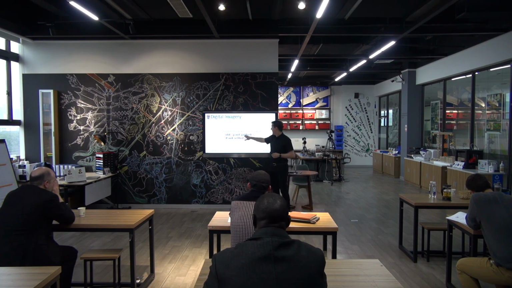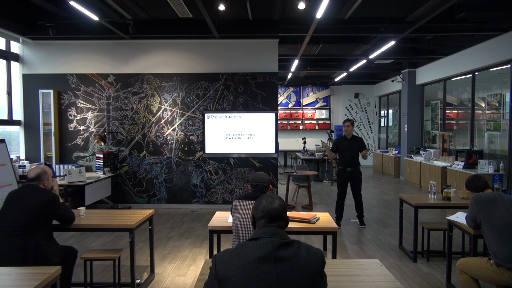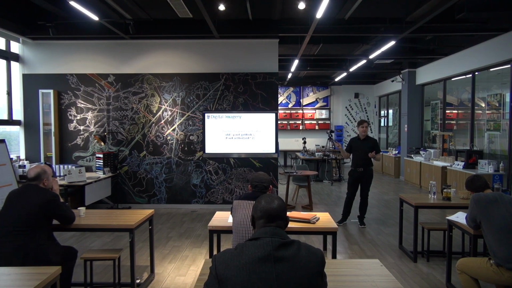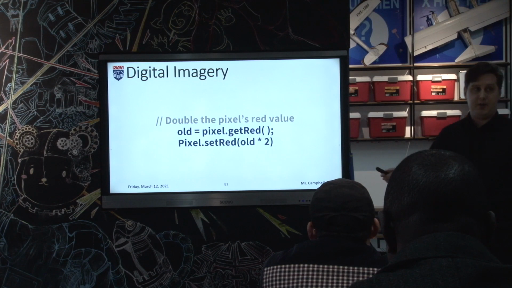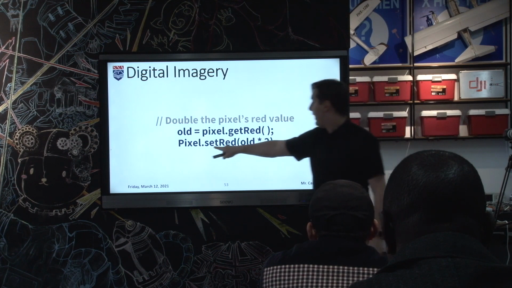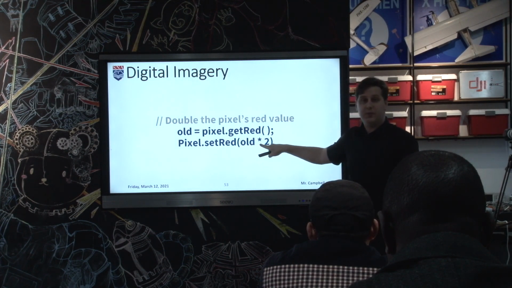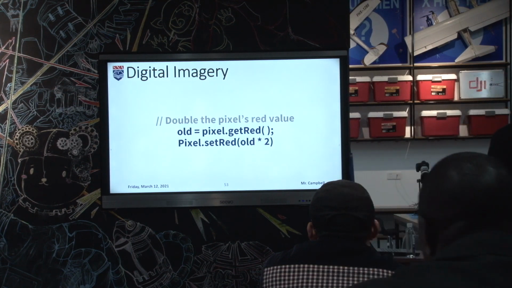So I'm basically saying get red, and then set red, old times 2. So what do you think is happening in this bit of code? You're making it redder, okay? Alright, you're doubling the red value. Whatever red was, if red was 1, that's the old value for red, and we're doing red times 2. So the new value is going to be 2. So we're doubling the pixel's initial value.